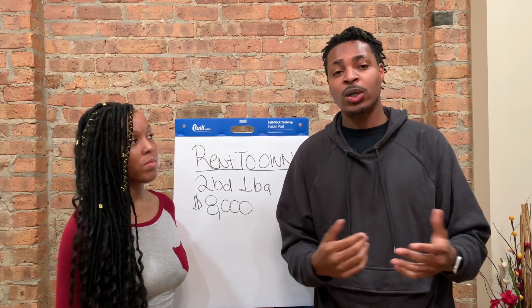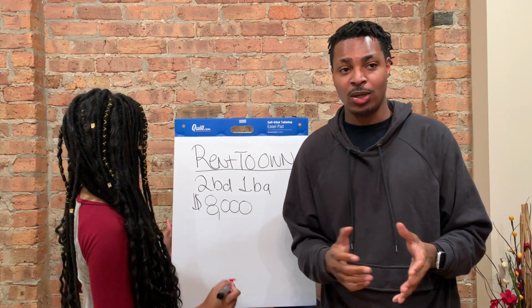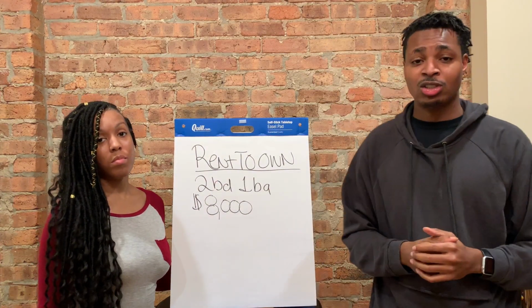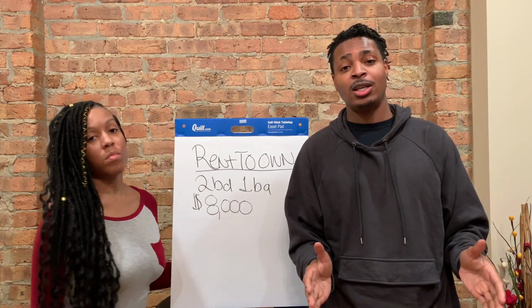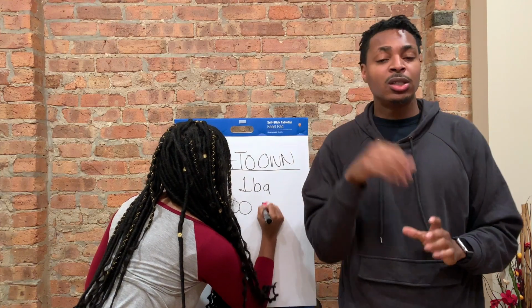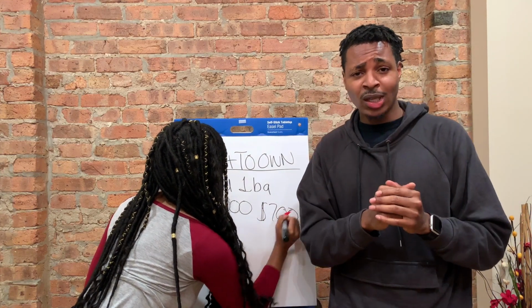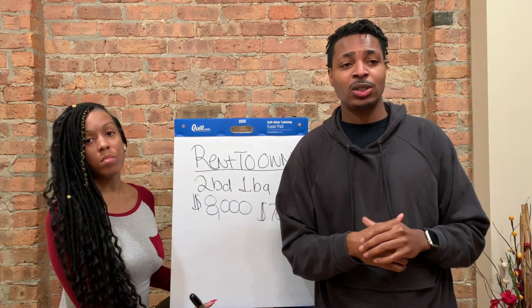First thing we want to do is look at what the average apartment rent is going for in the area, for a 2-bedroom. Let's say in this particular neighborhood the average apartment rent is $700. It's pretty affordable in some areas of the country.